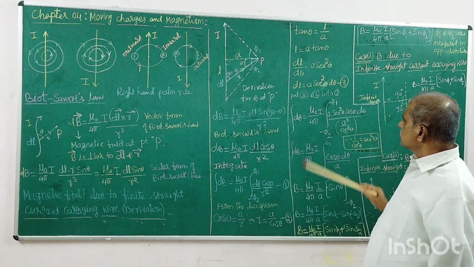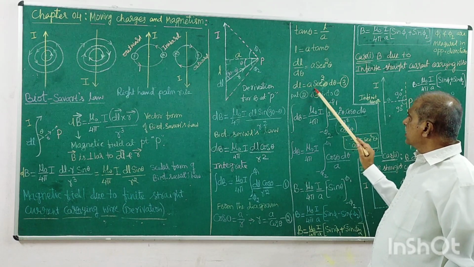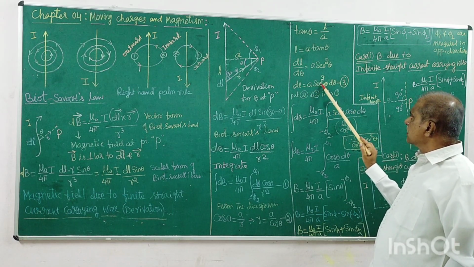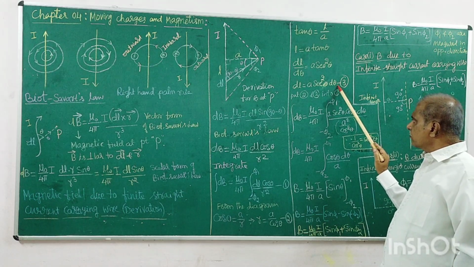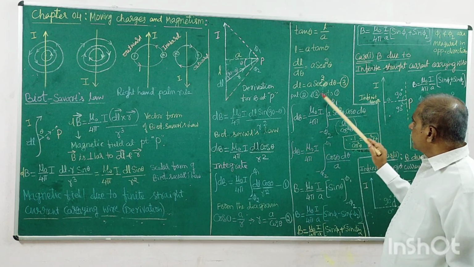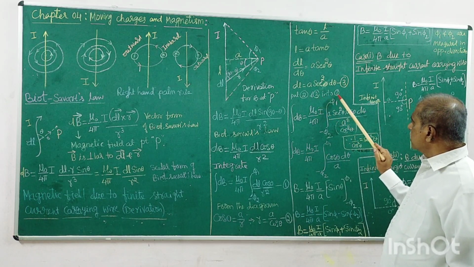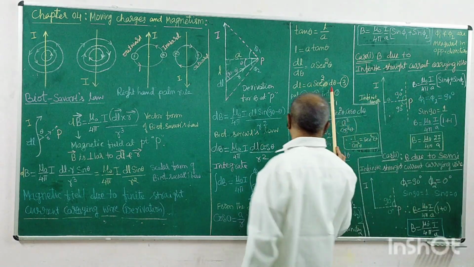Look at this equation. dl, you can write in terms of theta as a secant square theta d theta. Call it equation number 3. So we have equations 2 and 3. We can put these two equations into one and see what we get. This is what we get.